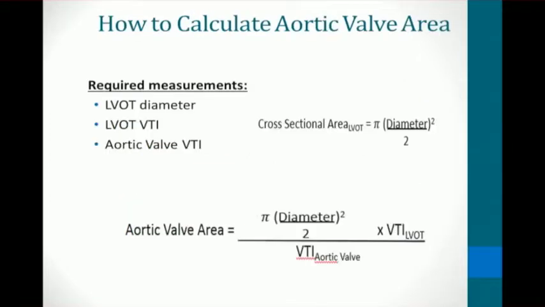This is the continuity equation to calculate the aortic valve area. Only three measurements are needed: the LVOT diameter, the LVOT VTI, and the aortic valve VTI. The cross-sectional area is calculated by pi radius squared. We get the radius by dividing the diameter by 2. Multiply it by the VTI of the LVOT and divide that by the aortic valve VTI. If it calculates to less than 1.5 centimeters squared, there is AS. If it's less than 1 centimeter squared, then there is severe AS.